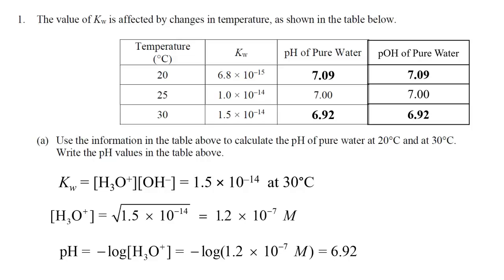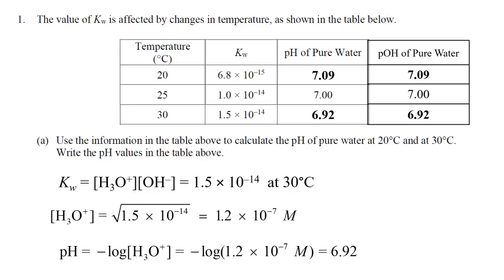Because in a sample of pure water, the concentration of hydronium is always equal to the concentration of hydroxide, that means in a sample of pure water, pH will always be equal to pOH, no matter what the temperature. pH always equals pOH in a sample of pure water.